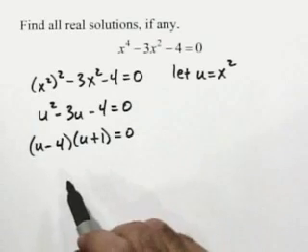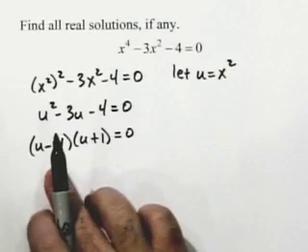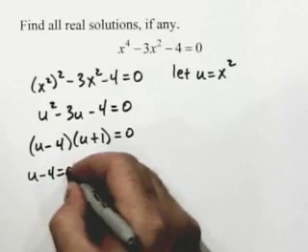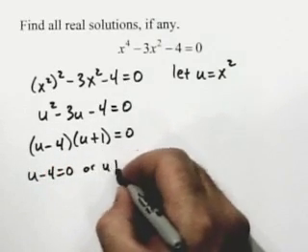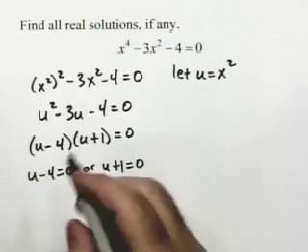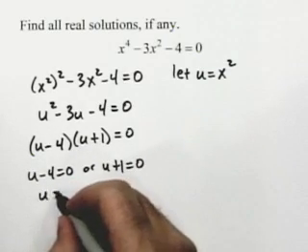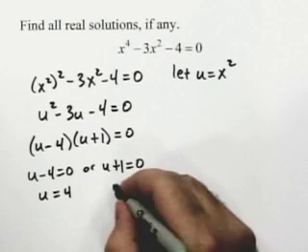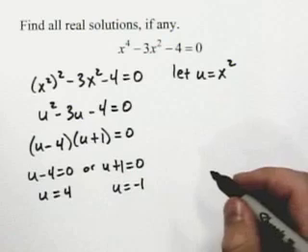Using the zero product property, we'll set each of these factors equal to 0 and solve. So u minus 4 is equal to 0, or u plus 1 is equal to 0. Solve this first equation by adding 4 to both sides, because this u is equal to 4. And here we'll subtract 1 from both sides, get u is equal to negative 1.